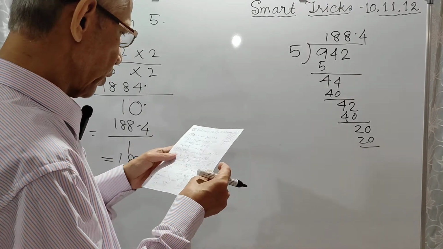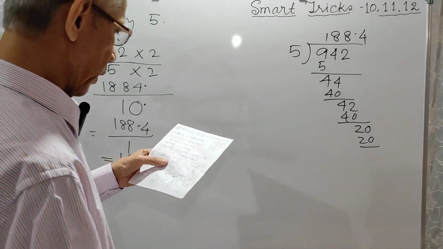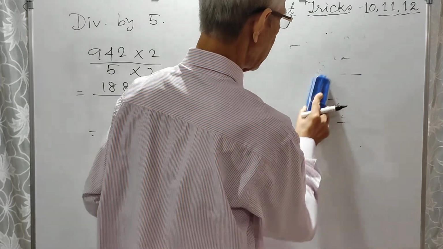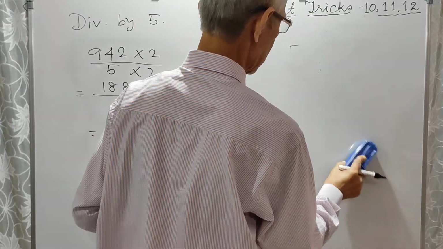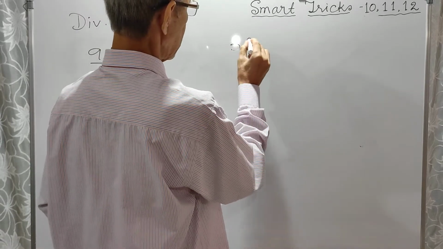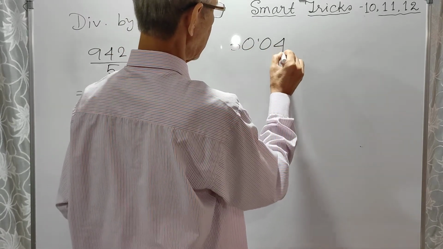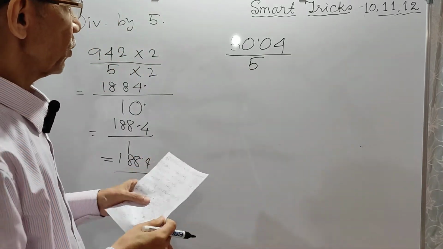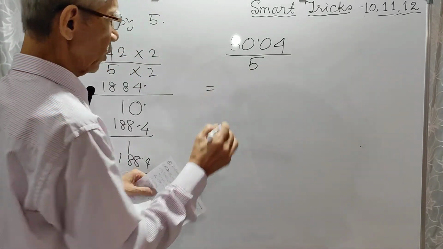Another example, suppose this one. 30.04, suppose, having a decimal. So 30.04, you want to divide by 5. All right, so see, using the rule, how you can do so quickly.